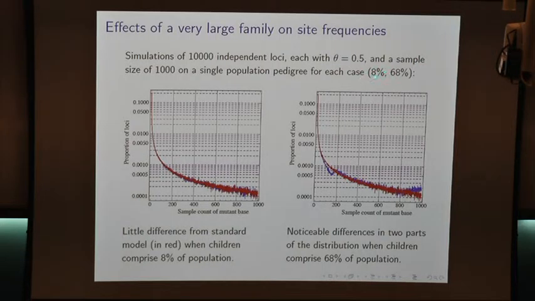I ran the same two cases, 8% and 68%. The red are the same simulations without the large family, and the blue are the ones with the large family. When there's 8%, I don't see a difference between the red and the blue. However, when this individual's children make up 68% of the population, I see a very different pattern, right? Now it's a large sample, but the current 1,000 Genomes paper that just came out had 2,500 instead of 1,000.